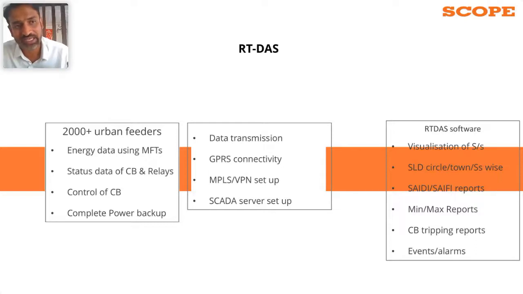That single line diagram can be seen town wise, circle wise, substation wise, and even feeder wise, so you can go to a micro level and see the data. You can also see the SAIDI and SAIFI reports, maximum and minimum reports, CB tripping reports and event alarms. There are many reports. Under this RTU system, we provide these features, where you can get the complete SAIDI and SAIFI picture of each and every circle and each and every town.